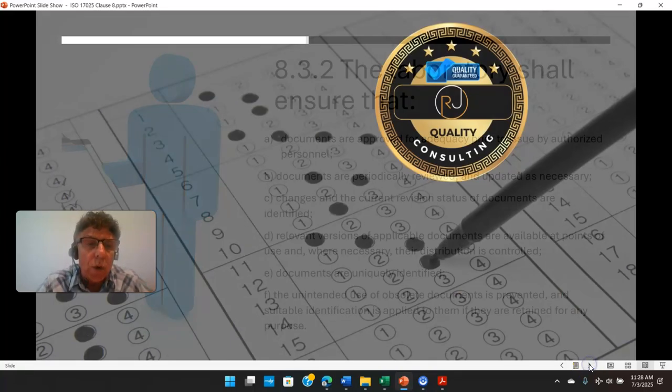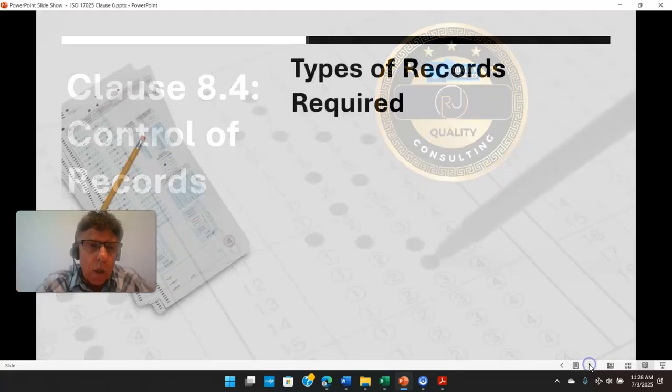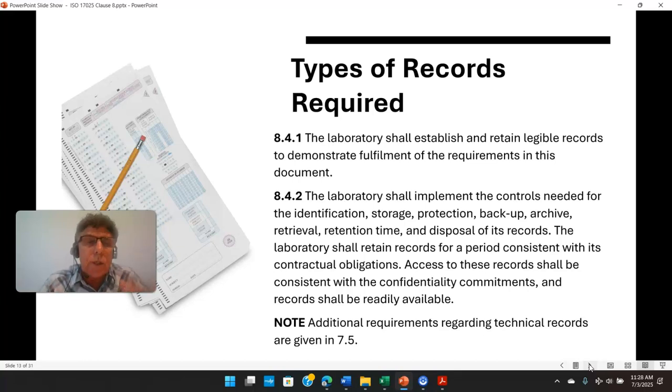And then there's more. So we go to clause 8.4, control of records. 8.4.1: the laboratory shall establish and retain legible records to demonstrate fulfillment of the requirements in this document. So if you are using forms, a filled out form becomes a record. If you're filling out a form and it's sloppy, you can't read it, you're scribbling on it, this would not meet the requirements of section 8.4.1. When the auditor looks at your records and can't read them, you're going to get a nonconformance in 8.4.1.